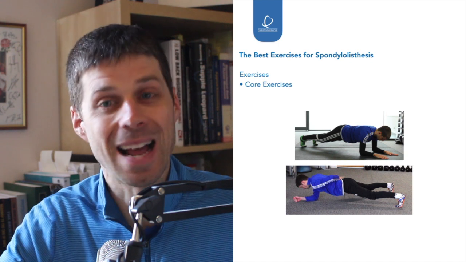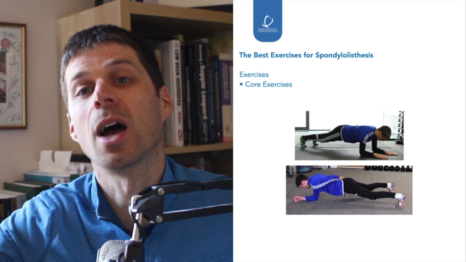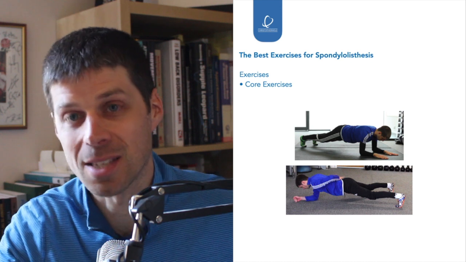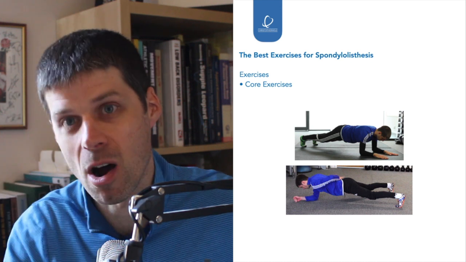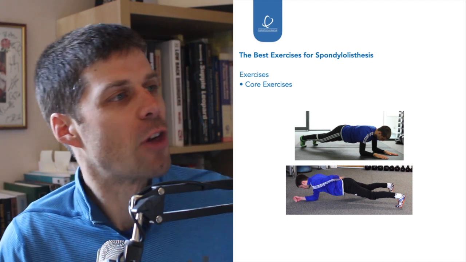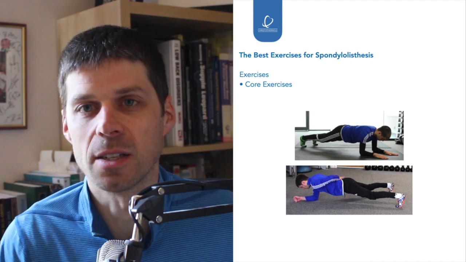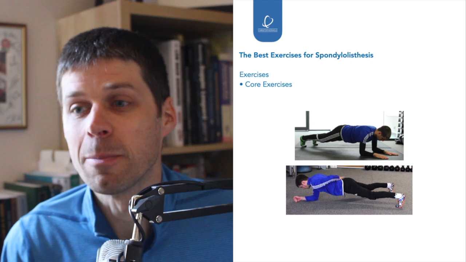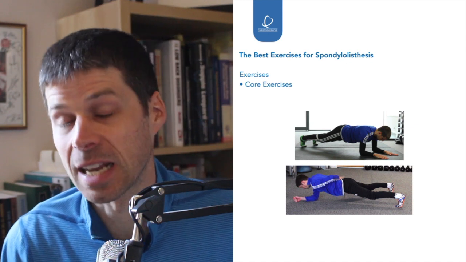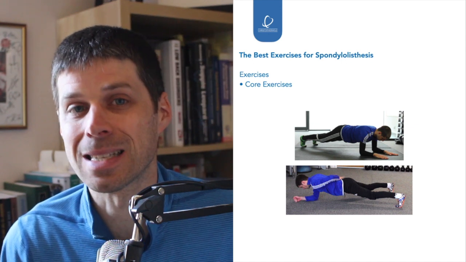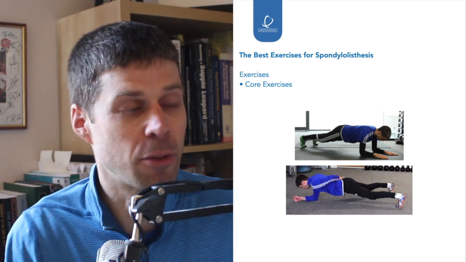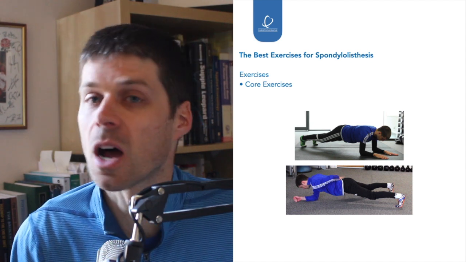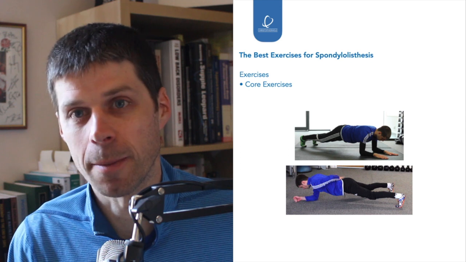And you can do that, as I mentioned, with the bird dog, with the bridge, and with the side plank. So like I said, those are just 4 examples. There are more. So those are the best exercises for spondylolisthesis, and those are the main reasons why. Because the spine, and particularly that vertebra, needs to maintain stability and be held in place, and the brace and those types of exercises are the best ones to do that.